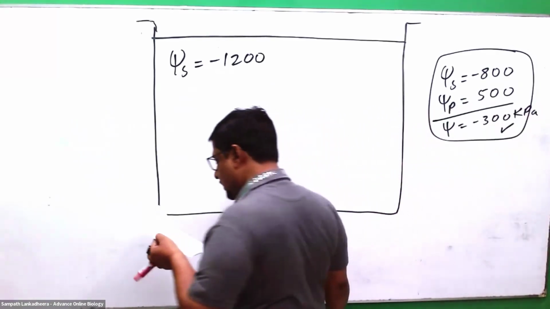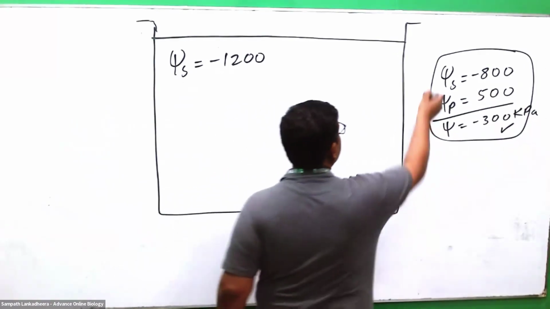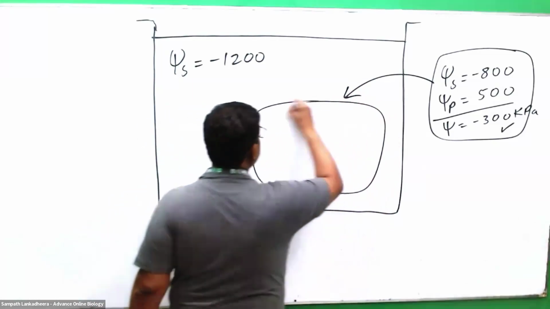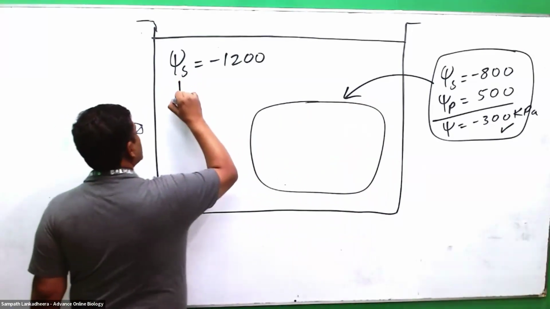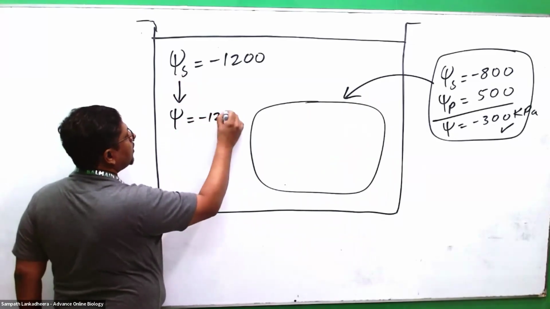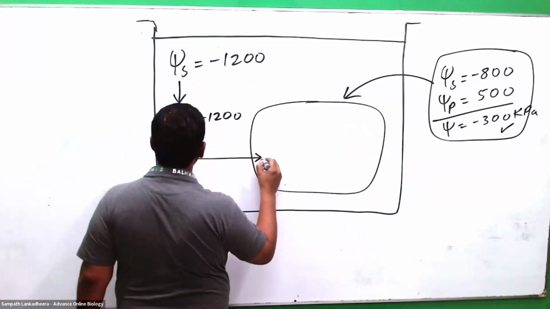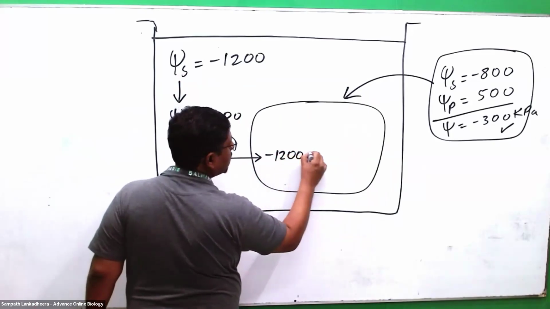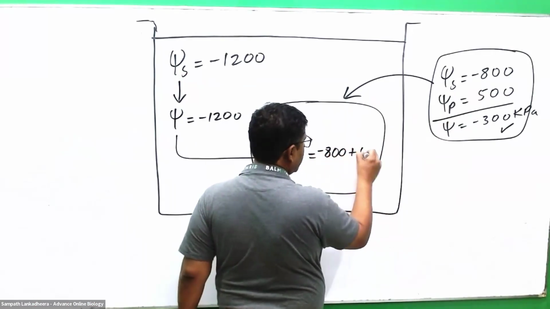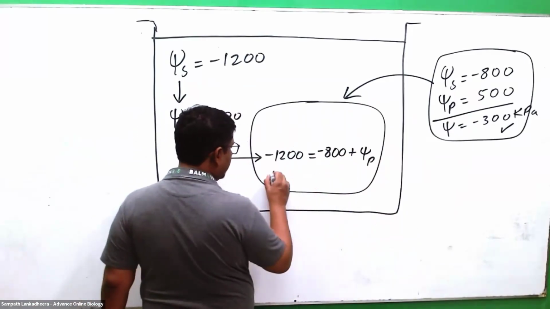Next one, assume that the cell reaches equilibrium with the outer solution. Calculate the water potential of the cell at the equilibrium. Now you drop it here. Now this reaches an osmotic equilibrium. This is the outer solution solute potential. What is the outer solution water potential? Minus 1200, because there is no pressure. So what is the cell water potential at the equilibrium? Minus 1200. What is the cell solute potential? Minus 800. Now you have to find the new cell pressure at equilibrium. So you can subtract that and find it.